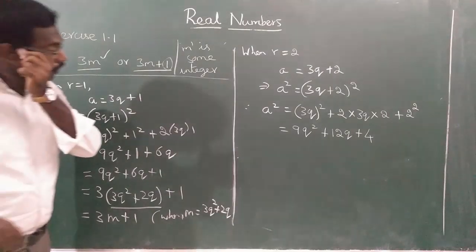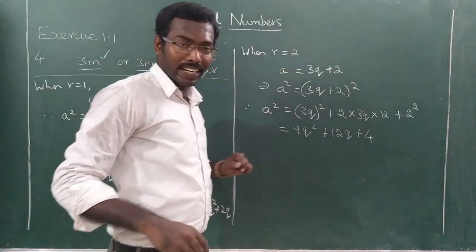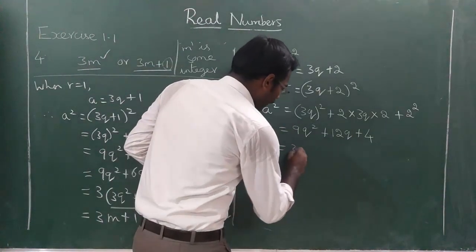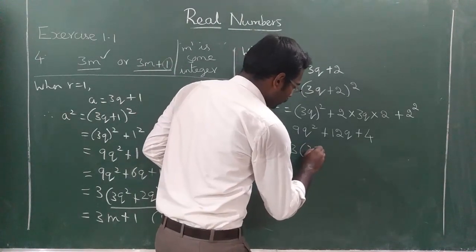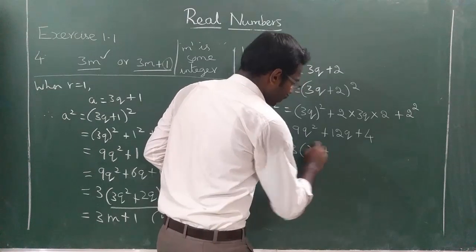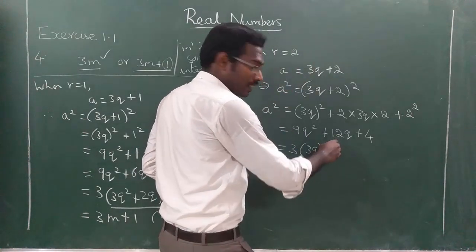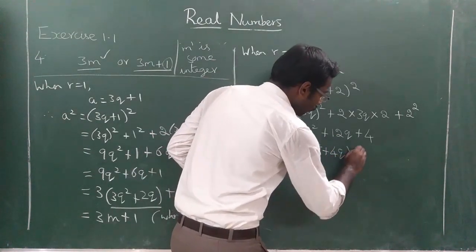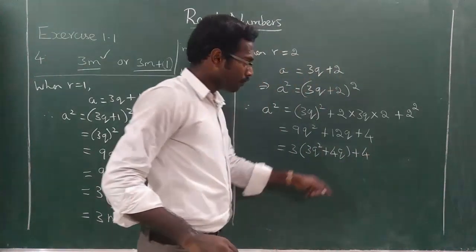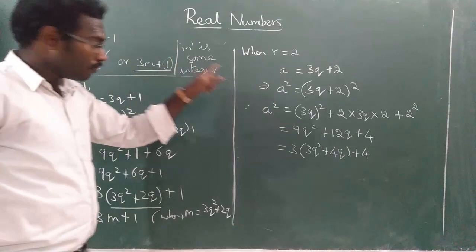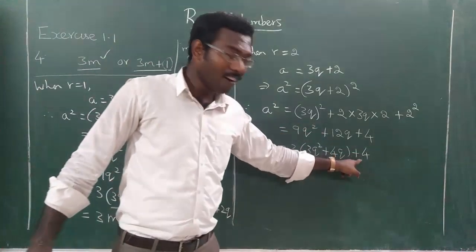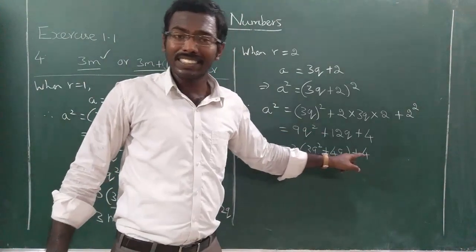Okay. So now here you can take 3 commonly outside. If you take 3 commonly outside, what will be remaining? 3q square plus, 3 into what is 12? 3 4s are 12. 4q plus 4. Now listen, it should be of the form 3m or 3m plus 1. But instead of 1, what is here? 4 is here. So it is not possible now.